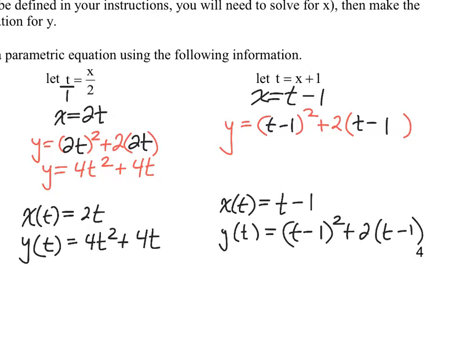It's so confusing. You said initially x is equal to t minus 1, and then you go down again and say x of t is equal to t minus 1.